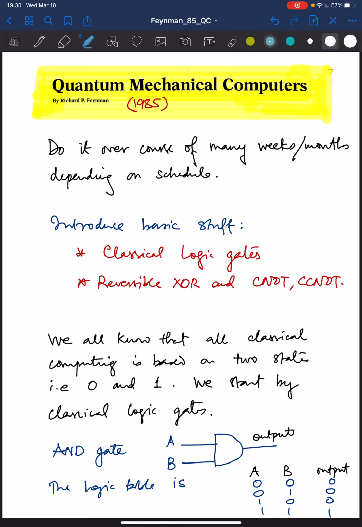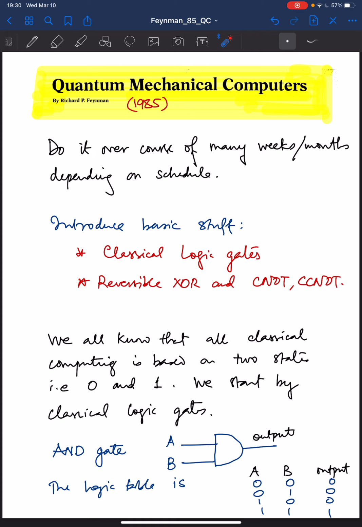Okay, so in this short video, I'll talk about this paper by Feynman in 85 titled Quantum Mechanical Computers. I'll try to do this over the course of many weeks or months depending on my schedule. What I want to do in this part is to introduce some basic stuff regarding classical logic gates and then talk about reversible XOR and CCNOT gates. I'll explain what those are.